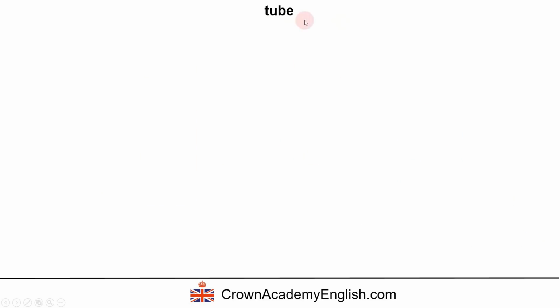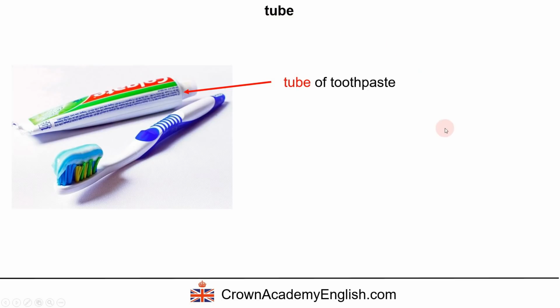And here is the last word, a tube. Tube. And we usually use this for toothpaste. So here we have a tube of toothpaste. Okay, so this container holds the toothpaste. And here we have put the toothpaste on the toothbrush. So this is the toothbrush, and this is the toothpaste. Okay, and the toothpaste is in a tube.